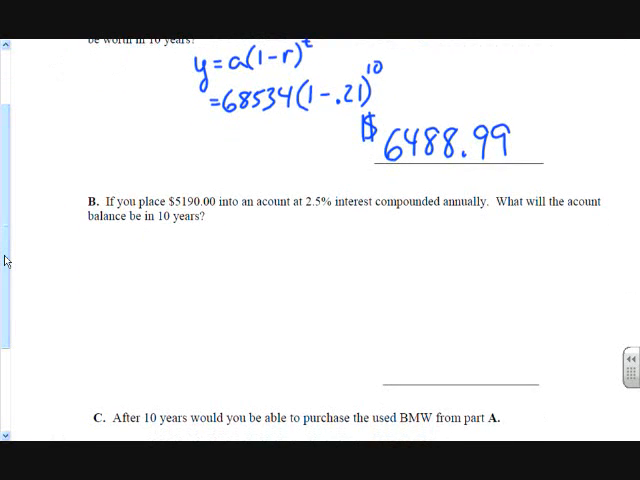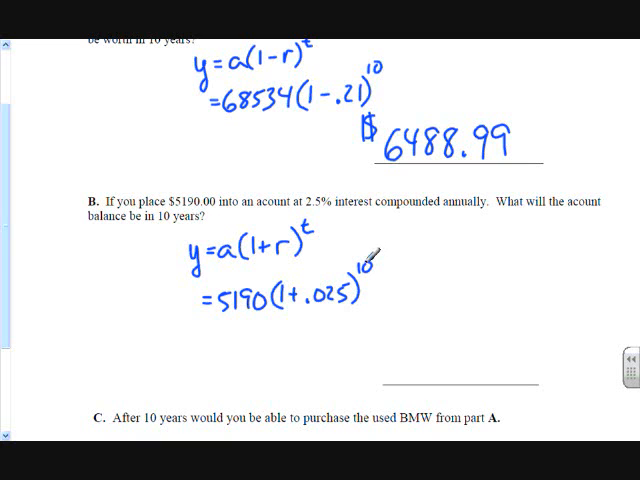And let's say at the beginning of those 10 years, you placed $5,190 into an account with 2.5% interest compounded annually. And we want to know how much will be in the account after 10 years. So now this is the same formula, except instead of a minus sign, it's a plus sign because it's exponential growth. I plug in what I know. The initial amount was the $5,190. The r value is 2.5%, which is 0.025. Raised to the t, which is still the 10 years.